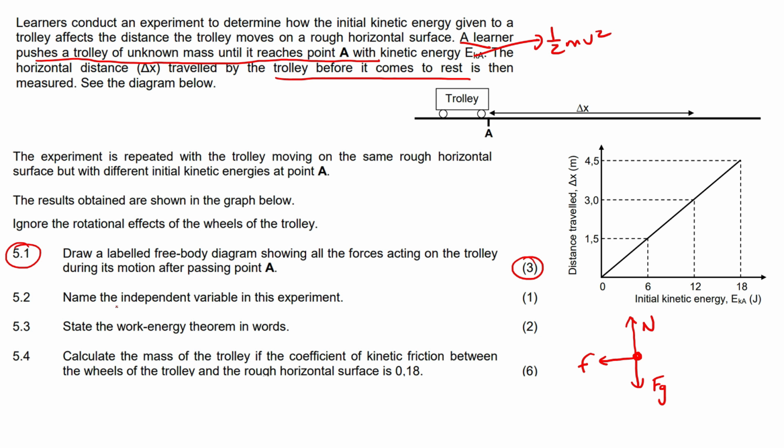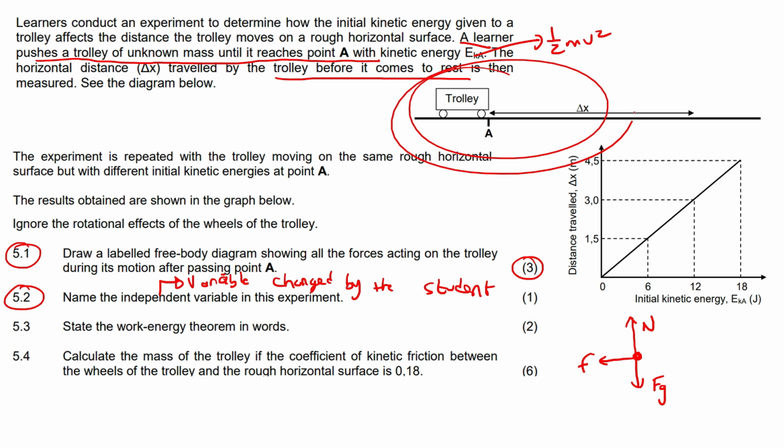Okay. This question says, name the independent variable. The independent variable is the variable changed by the student. So what is the student actually changing over here? They are changing the kinetic energy that this trolley has when it gets to point A. They are not changing the distance. The distance is changing because of the kinetic energy that is being changed. So the student, what are they actually changing physically? That is the kinetic energy. The kinetic energy of the trolley.